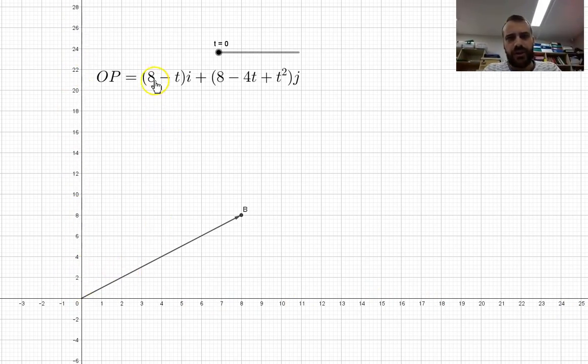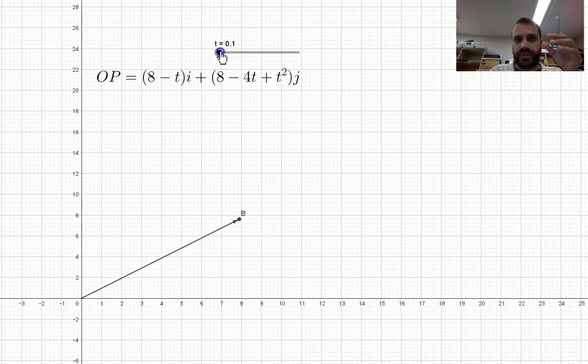Now, note how I've written my vector: (8 - t)i + (8 - 4t + t²)j, where t is our time variable. That means that as time progresses, our i and our j components are going to change. So when time is equal to 0, our particle starts at (8, 8). The t components don't do anything.